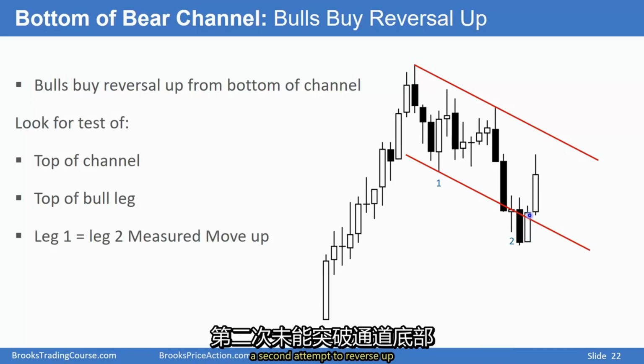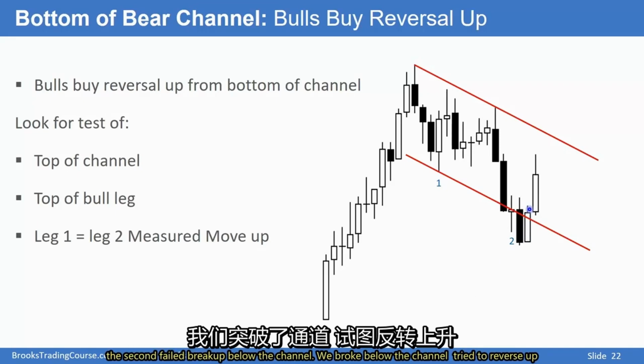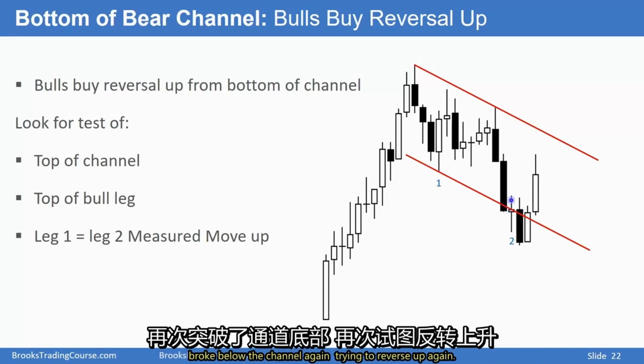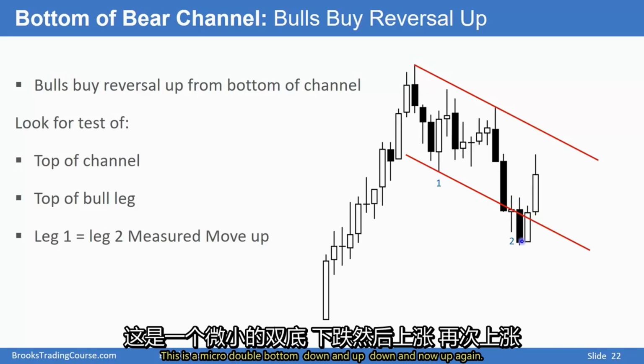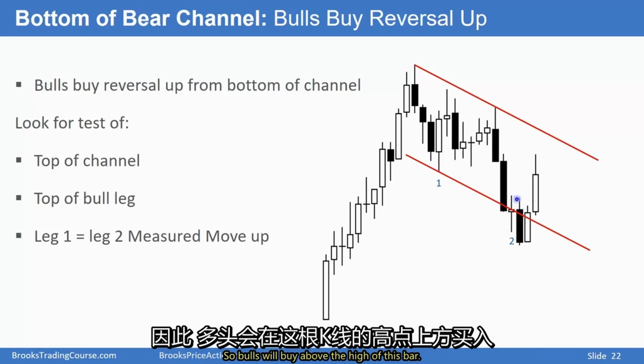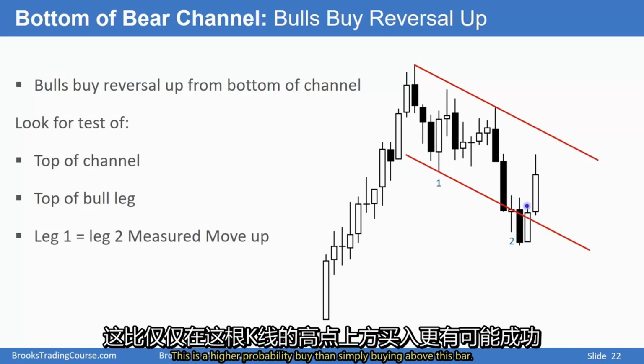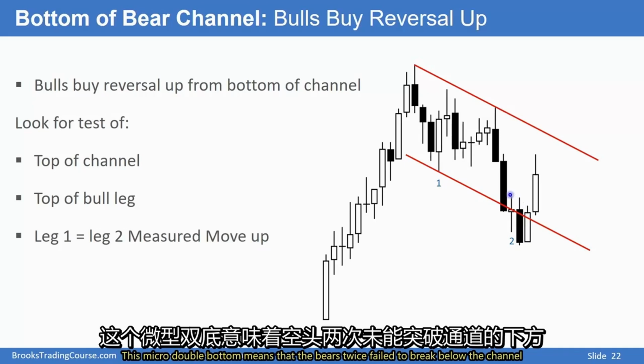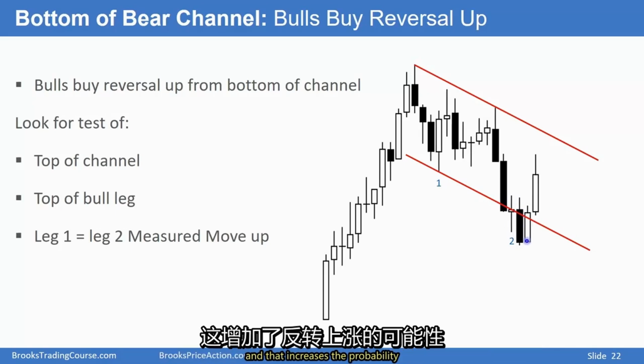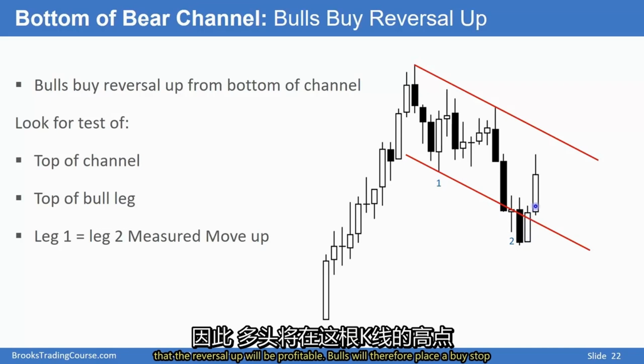We have a second buy signal, a second attempt to reverse up, the second failed breakout below the channel. We broke below the channel, tried to reverse up, broke below the channel again, trying to reverse up again. This is a micro double bottom, down and up, down and now up again. So bulls will buy above the high of this bar. This is a higher probability buy than simply buying above this bar. This micro double bottom means that the bears twice failed to break below the channel, and that increases the probability that the reversal up will be profitable.